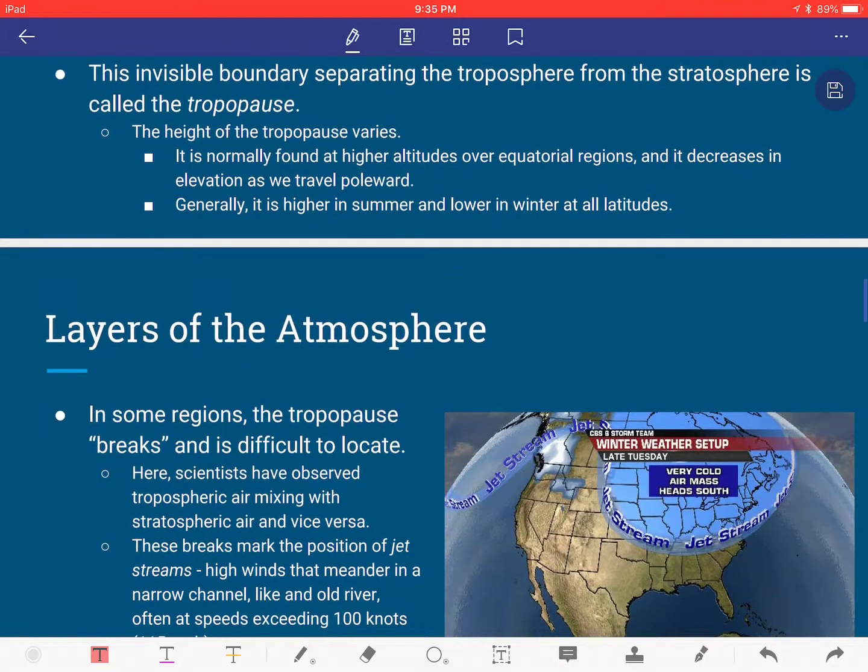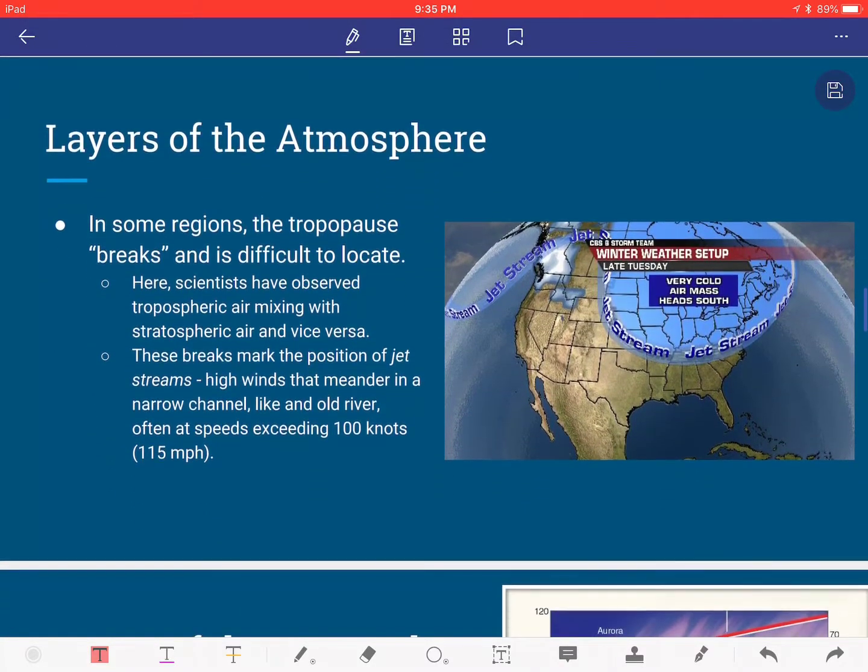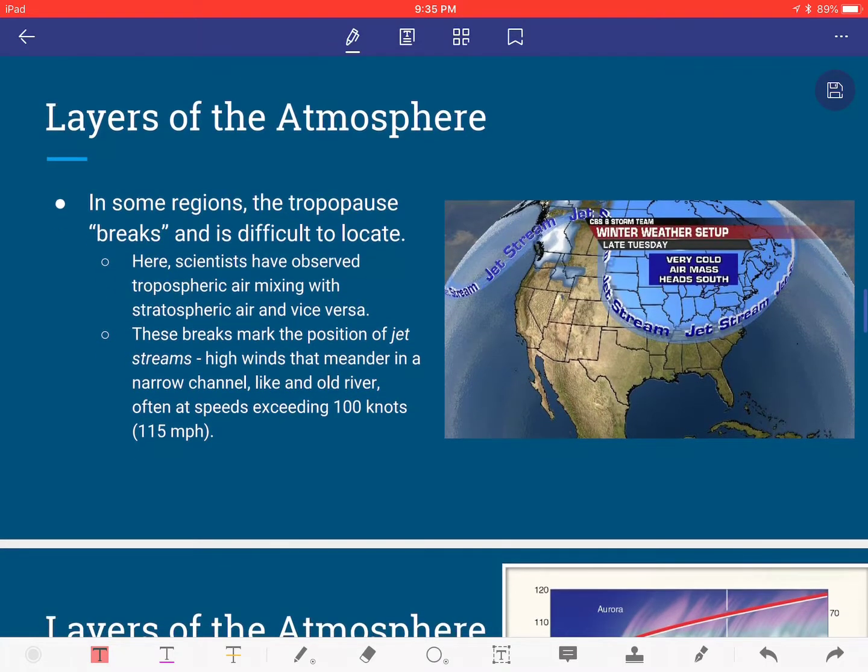We had finished talking about the tropopause. The next slide talks about how, in some regions, the tropopause breaks and is difficult to locate. And here, unlike other places, scientists have observed tropospheric air mixing with stratospheric air and vice versa. And these breaks mark the position of jet streams. Those are high winds that meander in a narrow channel like an old river. But quite often they are extremely fast, unlike an old river, around 115 miles per hour.